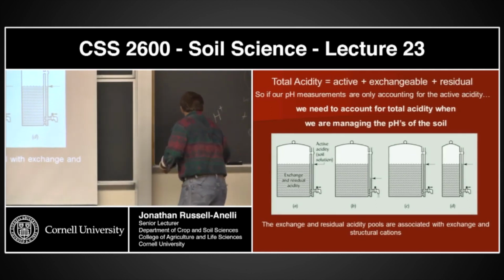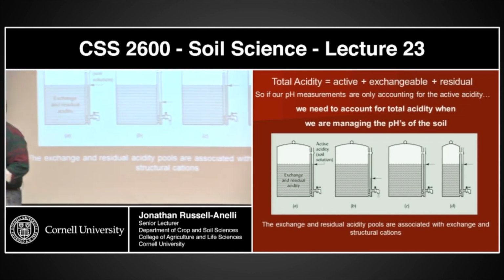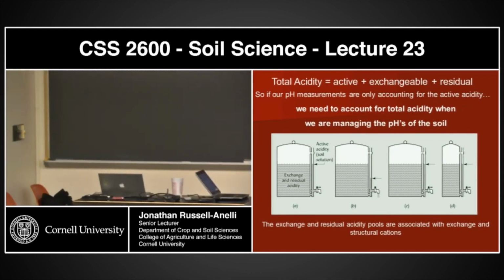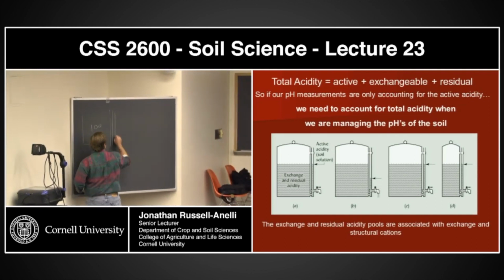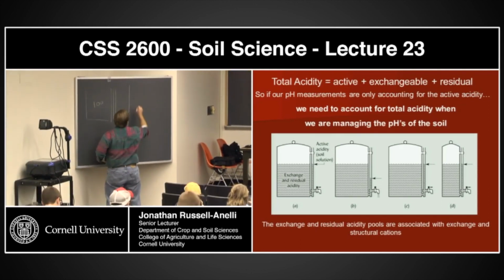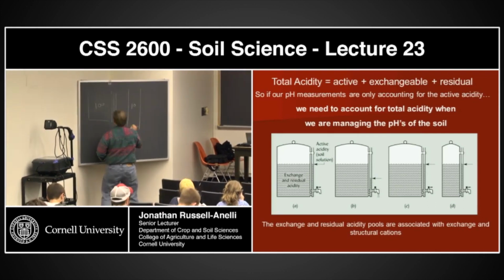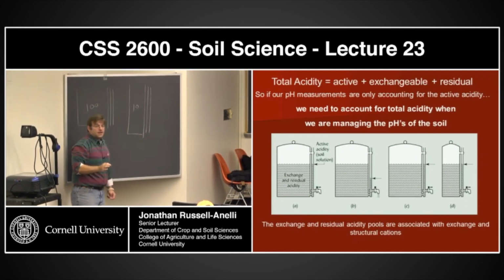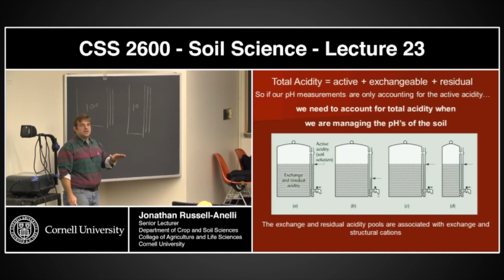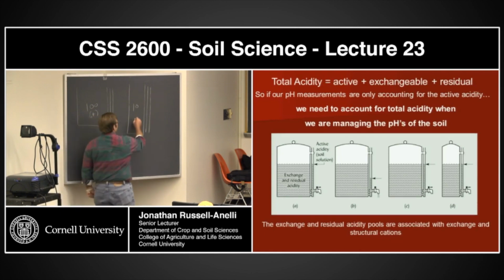All right, so here's my water cooler. Nice big water cooler here. It's got a CEC of 100, and here's its active pool. Here's another water cooler. This one has a cation exchange capacity of 10. The active acidity pool is the same. Now base saturation. Let's imagine for whatever reason I have 100% base saturation. So I have in here 100 positively charged cations. They're attached through cation exchange capacity, right? And here I only have 10.